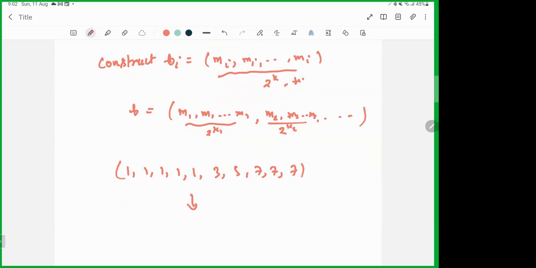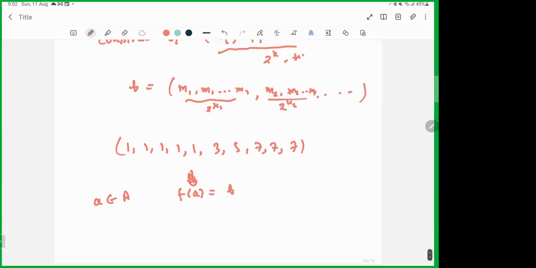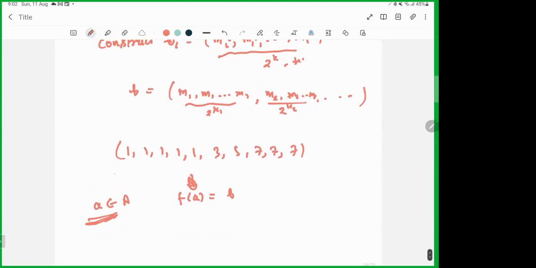So you want a formal way of constructing it. This is just an example. Tell me, there will be some a belonging to A such that f of a is b. So I want to see this. Can you tell me what a is? You have to give me a with distinct parts, such that its image under the mapping I gave is this element b.